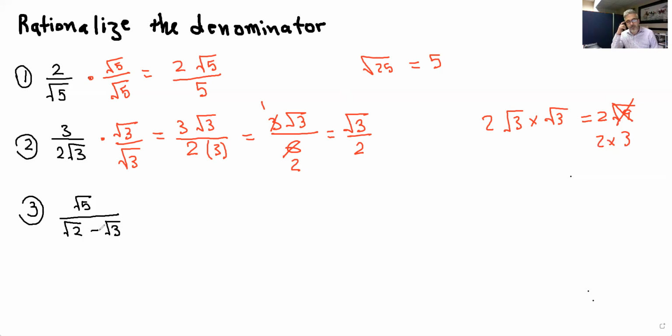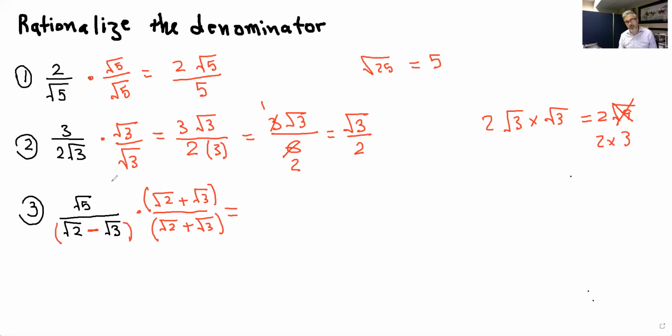Now, how about here? Here there's a negative sign in between. So if you have a negative sign in between, you have to multiply by what we call the conjugate. And the conjugate of this is the same thing, root 2 and root 3, but you change the sign in the middle to plus. And whatever you do to the bottom, you always do to the top, as we're doing here. So that's root 2 plus root 3 on top.